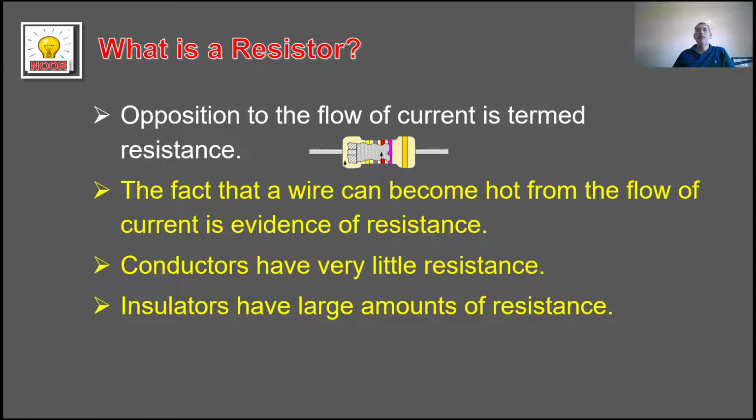The fact that the wire becomes very hot is evidence that there is some resistance. Conductors, on the other hand, have little resistance; copper is a type of conductor. Insulators have a large amount of resistance. For example, plastic is a good insulator, and ceramic is also a good type of insulator.